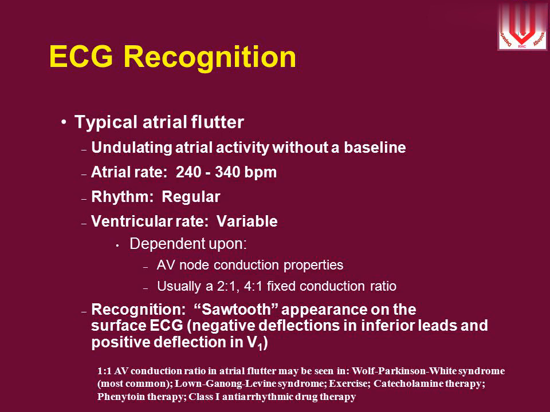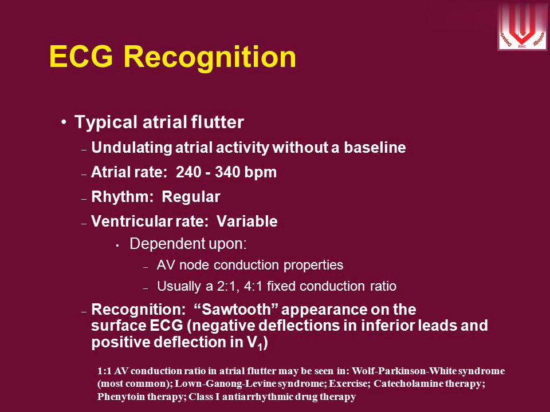Undulating atrial activity without a baseline. Atrial rate, 240 to 340 bpm. Rhythm, regular. Ventricular rate, variable, dependent upon AV node conduction properties. Usually a 2:1 or 4:1 fixed conduction ratio. Recognition: sawtooth appearance on the surface ECG, negative deflections in inferior leads and positive deflection in V1.